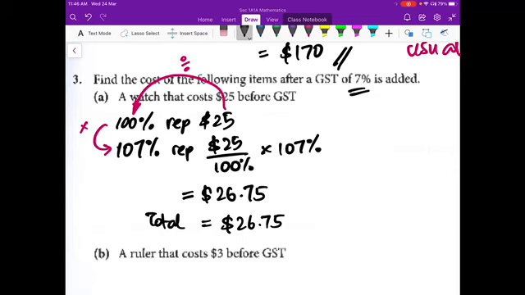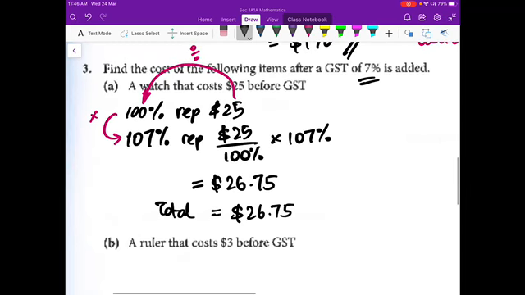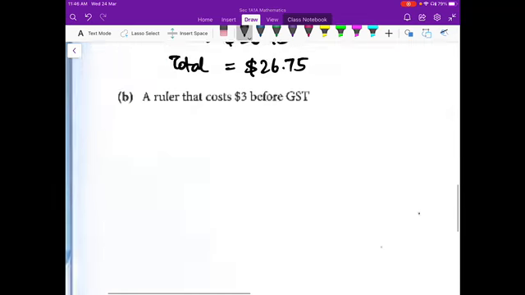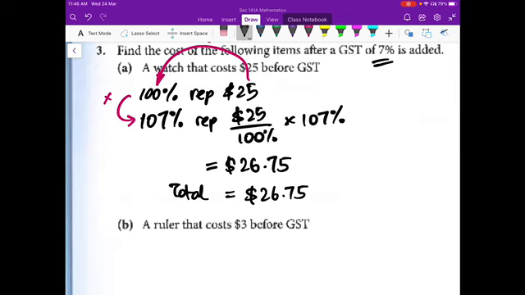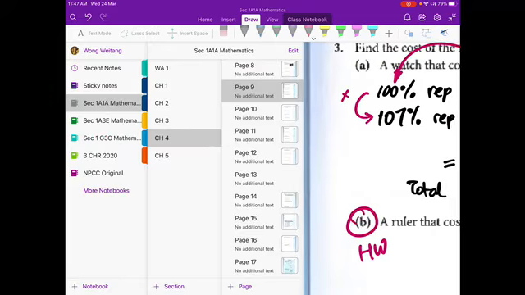So as a class, do you prefer the first working or the second working? Second? So we go with the second, huh? Who wants first? Who wants second? Okay, I show both. Hey, hurry up. Okay, this homework. Part B is your homework. 3B. Okay.